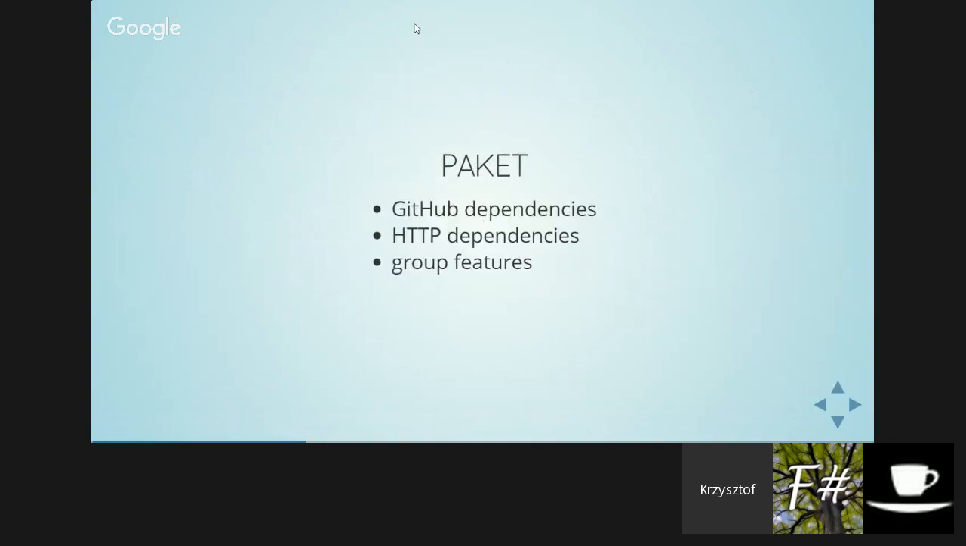Additionally, Paket has some really nice, very useful features, such as GitHub dependencies and HTTP dependencies, which allow us to do dependency management even for resources which are not published as NuGet packages. It's important. Sometimes some library is published only on GitHub. Sometimes its source code is available. Sometimes, especially for F#, we just want to use one file from the repository, because that's all we want. So Paket solves this problem for us.